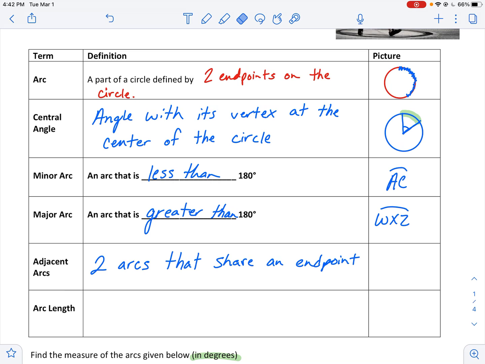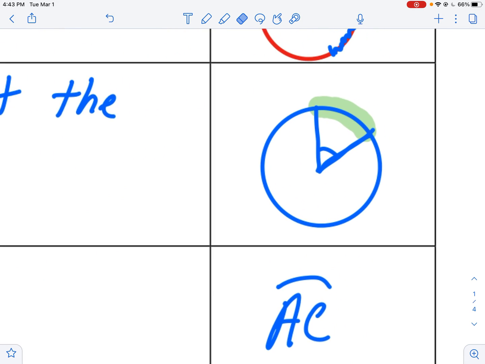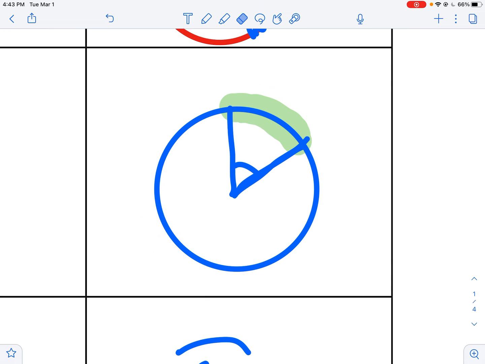And we would identify the measure of that arc, of any arc, by looking to its central angle. What's the angle in the middle of the circle that intercepts that arc? So here I've got a central angle right in the middle, and it has its endpoints on the edge of the circle. So this central angle intercepts this minor arc, this small arc right there. It's the arc between the two endpoints of the central angle.